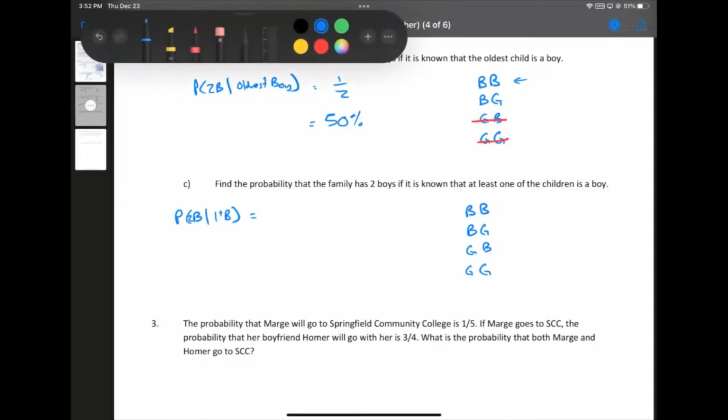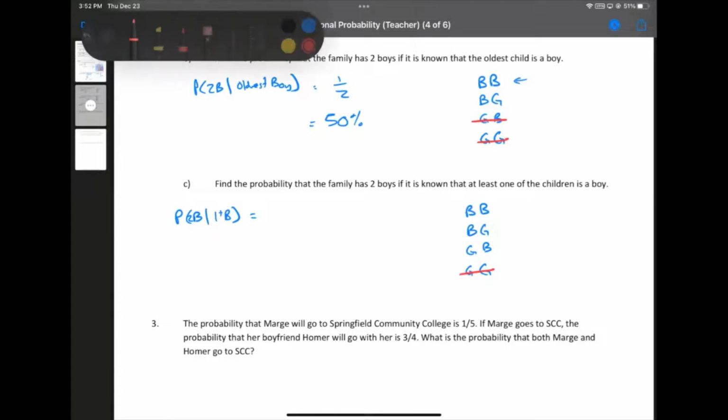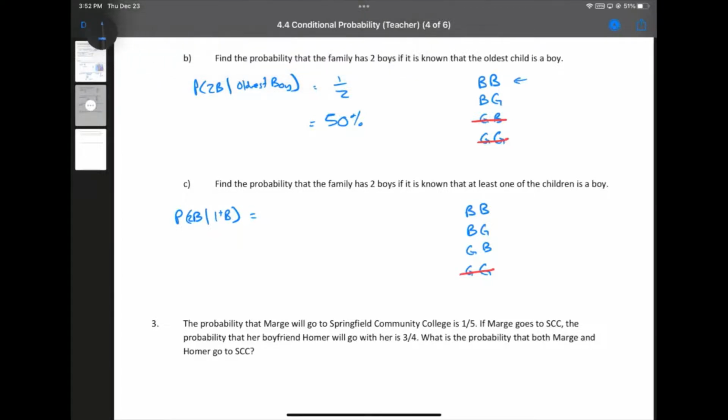Now, of those 4 criteria, we're told that at least one of the children is a boy. There's only one of those scenarios that isn't possible, and that's both children are girls. So given that the remaining 3 are all possible scenarios, you either have 2 boys, a boy then a girl, or a girl then a boy. One of them has 2 boys, so this is a 1 in 3, or a 33.3% chance of happening.